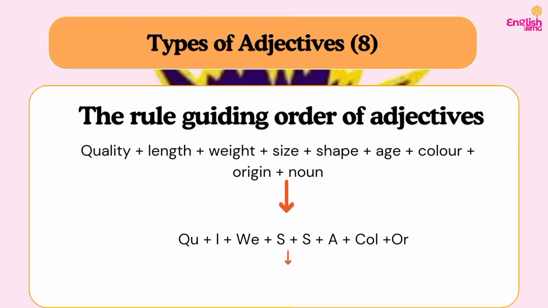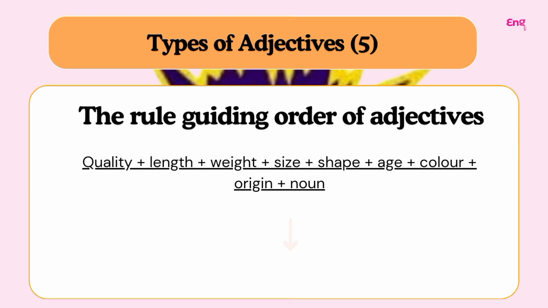Now, let's try to form a mnemonic from this rule, because it is quite complex to cram everything. If we just use the initials, most of them are consonants, so it might be difficult to form a word. So I've come up with this: QU from quality, L from length, WE from weight, S from the first one, which is size, the second S for shape, A for age, COL from color, and OR from origin. Please note that the OR at the end is for what? Origin. Do you understand? Merging all of these together, we get "QULWESSACOLOR".